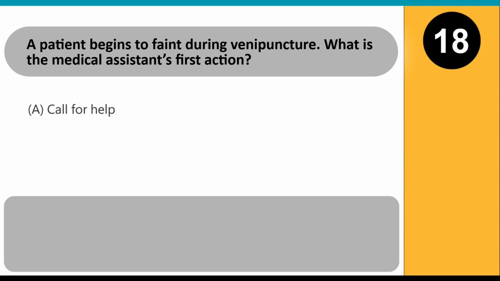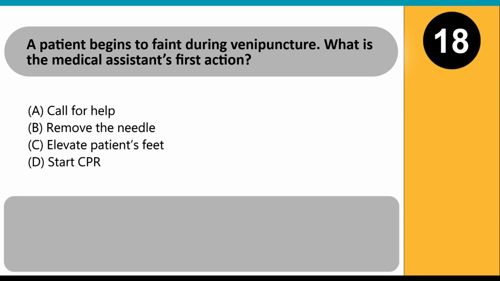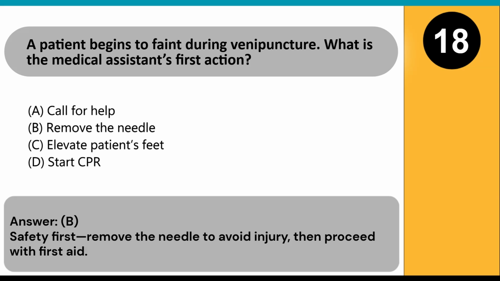A patient begins to faint during venipuncture. What is the medical assistant's first action? A. Call for help. B. Remove the needle. C. Elevate patient's feet. D. Start CPR. Answer: B. Safety first, remove the needle to avoid injury, then proceed with first aid.